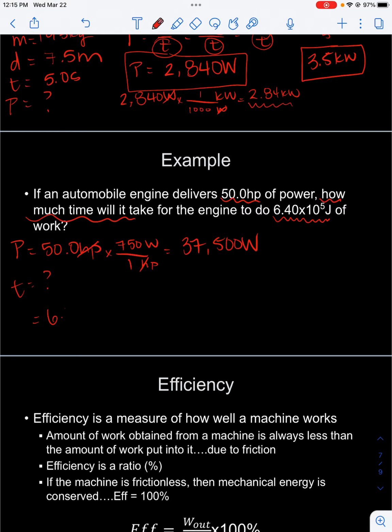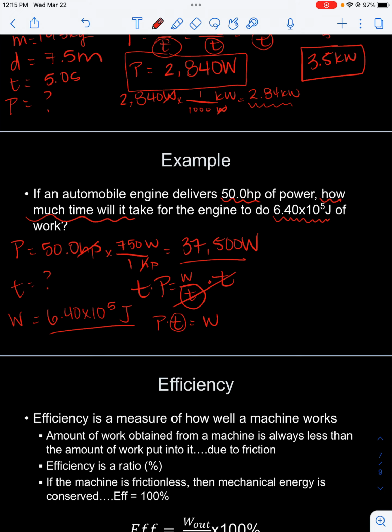All right, we've been asked how much time, so we're looking for time, for the engine to do 6.40 times 10 to the 5th joules of work. All right, so we know power, we know work, we're looking for time. So we've got power is equal to work over time. Solving for time, it's in the denominator. We do not like that. So we have to get it out of the denominator first and foremost. So we multiply both sides by it. That gets it out of the denominator. So we have power times time is equal to work.